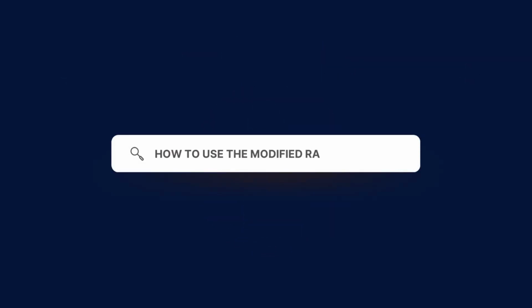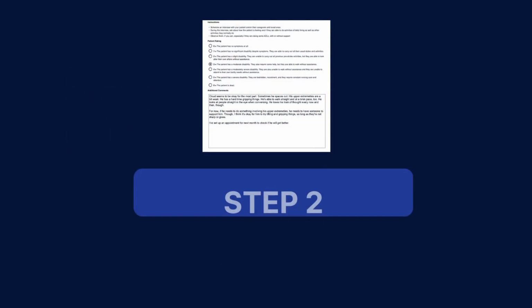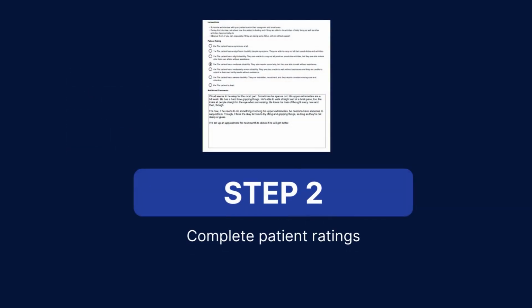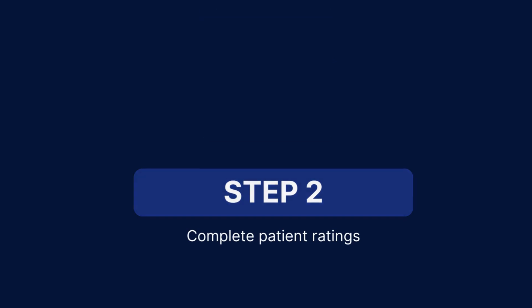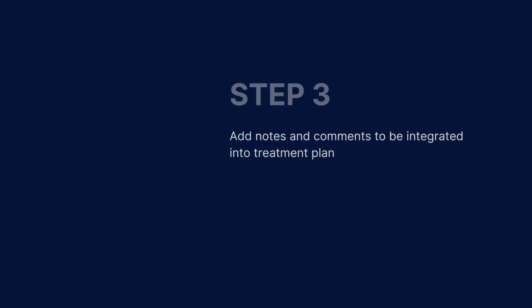How to use the Modified Rankin Scale effectively. The first step is to fill in the client information at the top and read the instructions. You'll then need to complete patient ratings according to what is listed on the sheet. Finally, you'll then need to add notes and comments that can be integrated into the treatment plan.